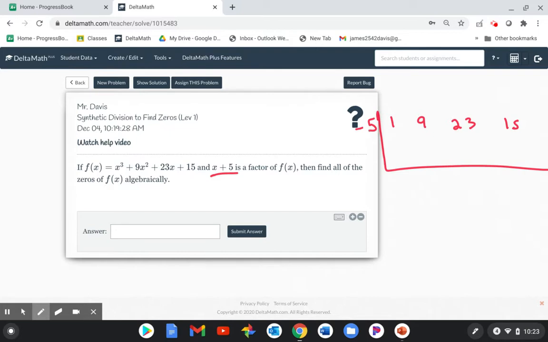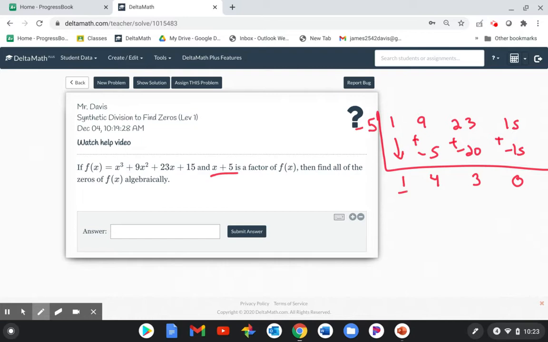And then what we're going to do, bring down the first term, 1, multiply that, we get -5. Add them together, we get 4. -5 times 4 is -20. Add them together, we get 3. -5 times 3 is -15. Add them together, and we do get 0. So perfect, we got a remainder of 0. That's what we're looking for.